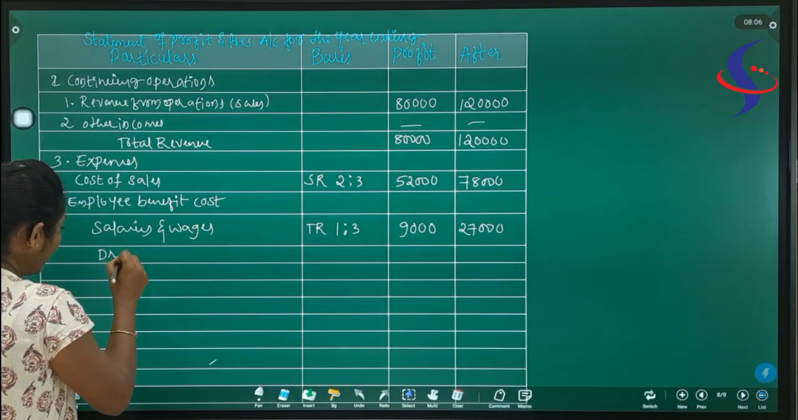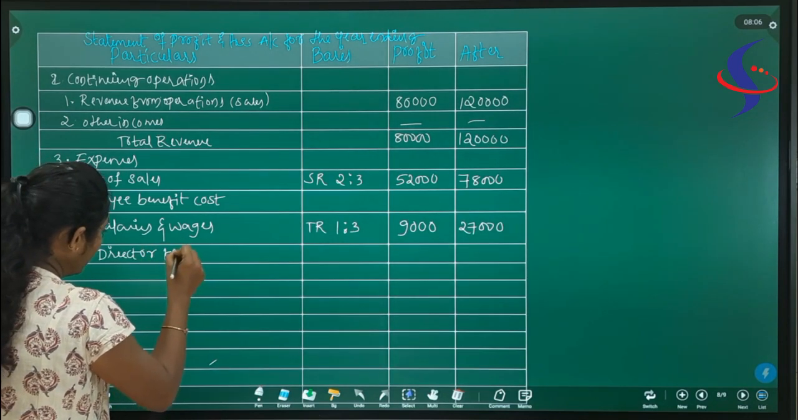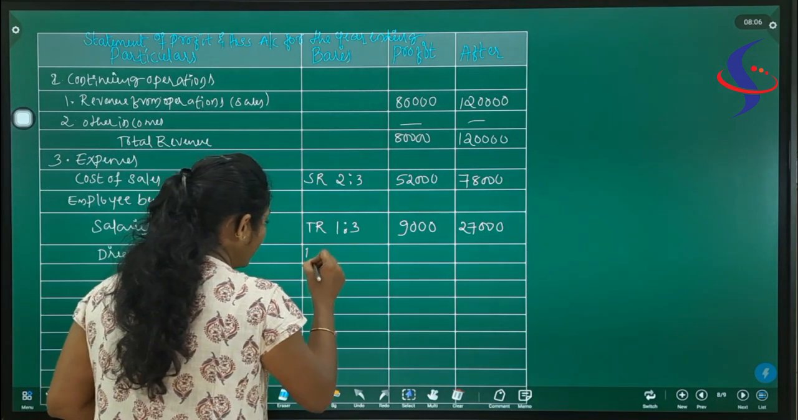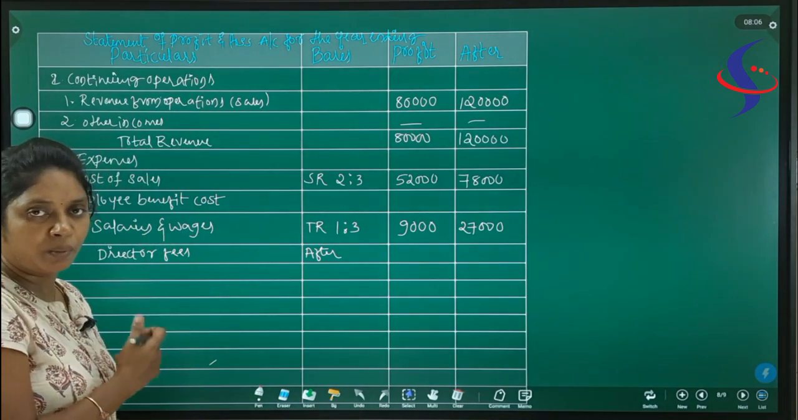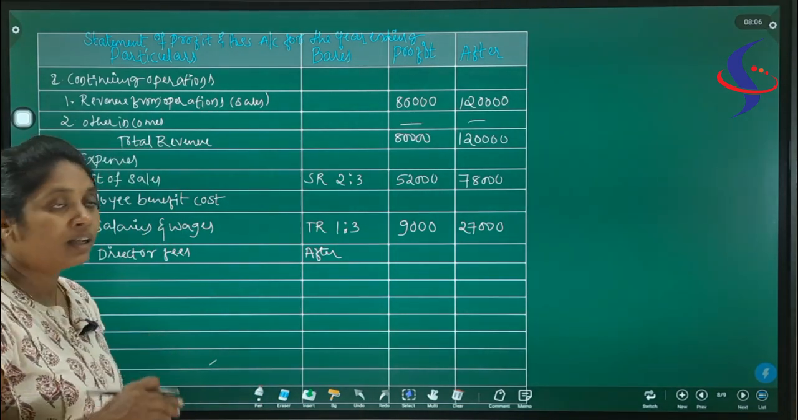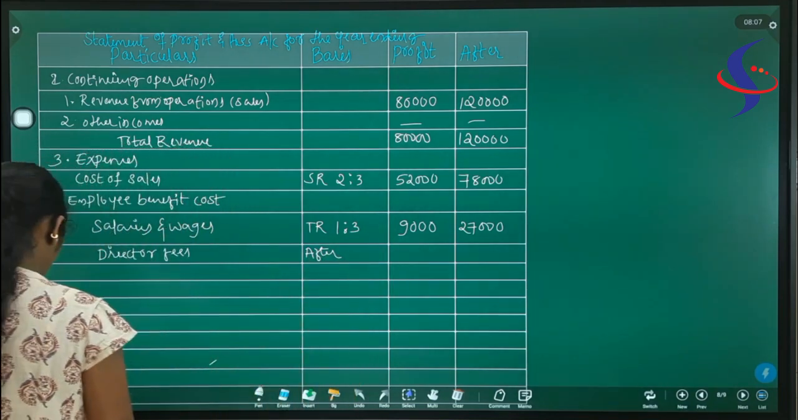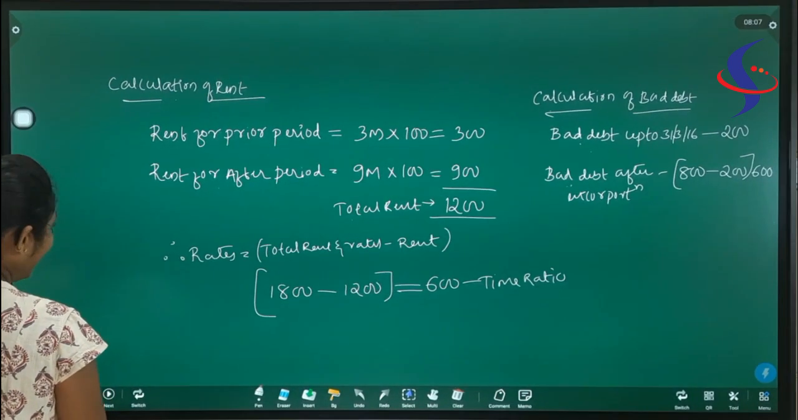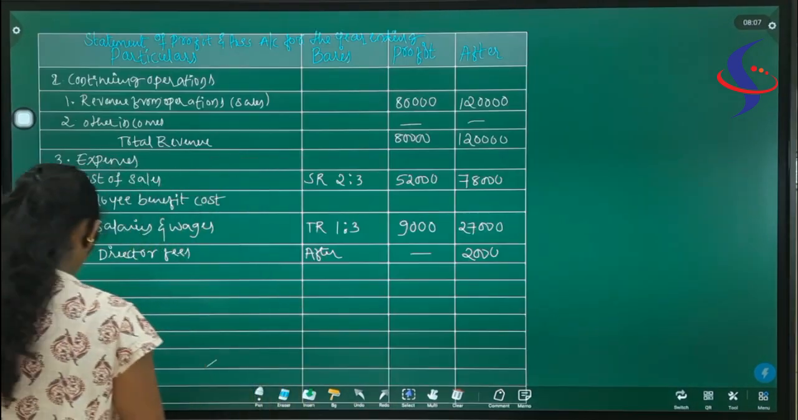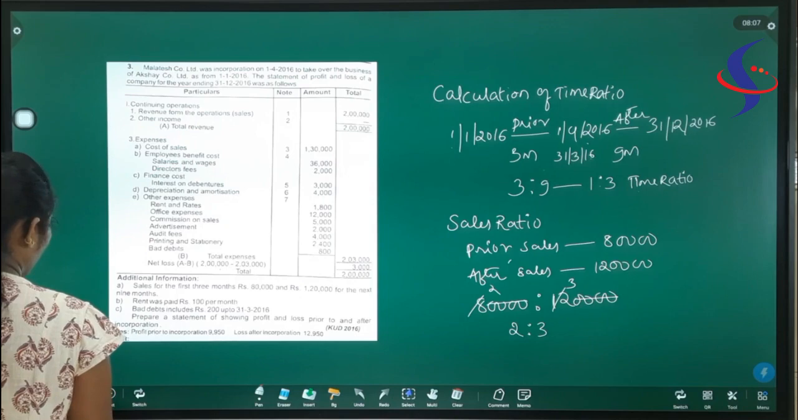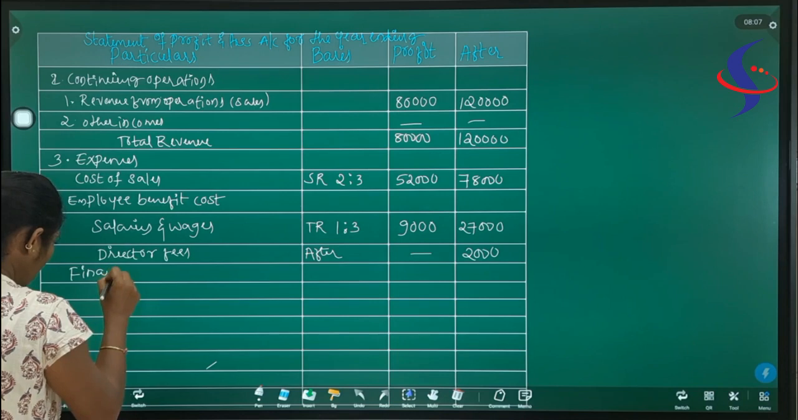And next, one more expenditure in employee benefit cost is director fees. As I already told, director fees will come directly in after, because directors will not come before incorporation of a company. We need to appoint the director officially once you incorporate. That is why there is no need to divide the director fees. We'll directly take how much it is, 2,000, in the after column only. And next, finance cost. In that finance cost, interest on debenture.